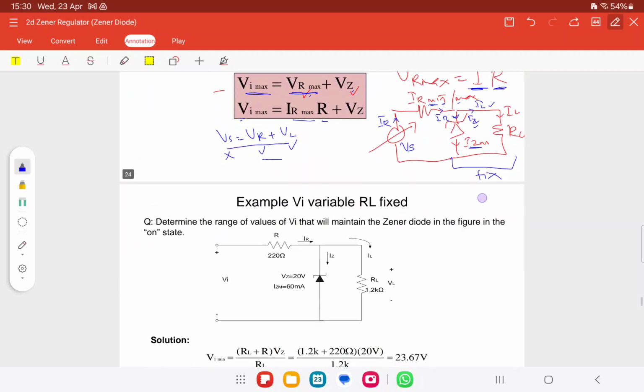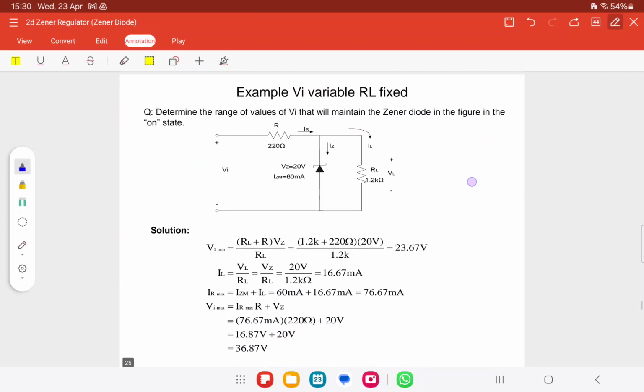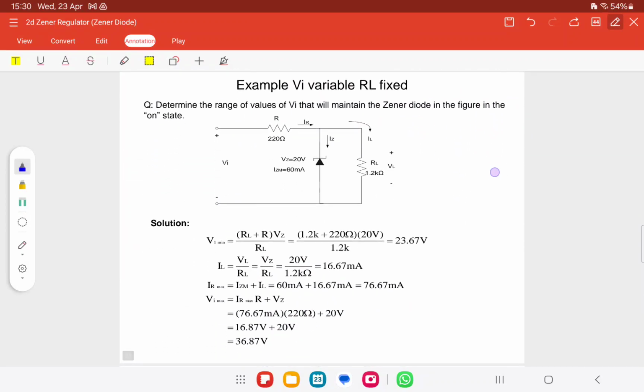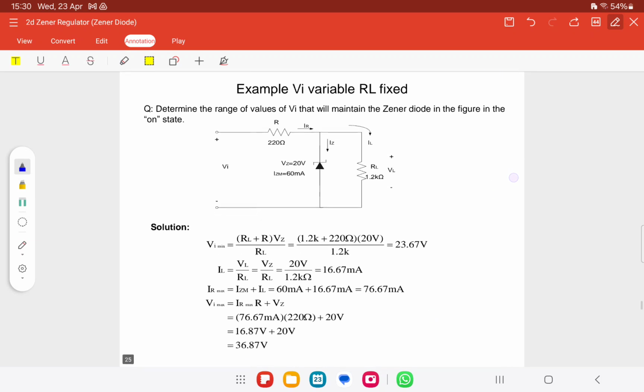Okay, we have one example here. This one. First thing, we get the VI min. We assume it is minimum. So this RL, the value of the fixed load resistor, plus the resistor given, and then multiply with VZ. VZ is also given.